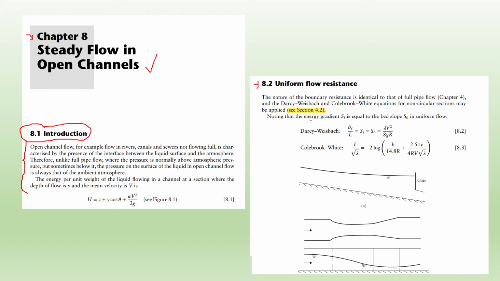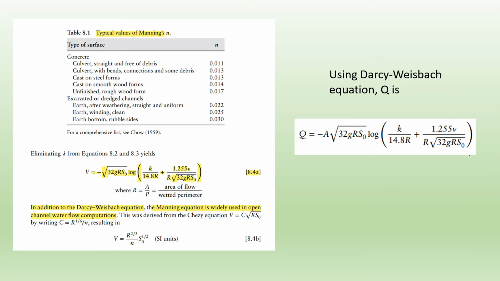Okay, note that the energy gradient SF is equal to the bed slope SO in uniform flow. So this is the equation of Darcy-Weisbach, and from the Colebrook-White equation in chapter 4. Okay, so let's see. Eliminating the unit weight of water, I think this is gamma, from equations 8.2 and 8.3, we have this equation.